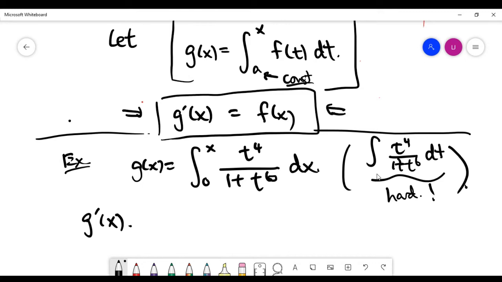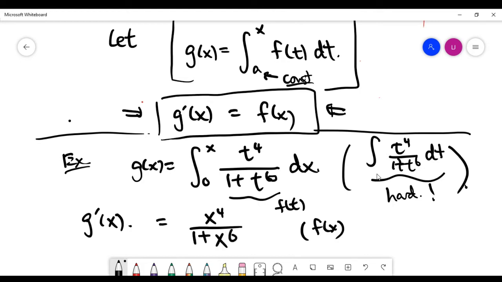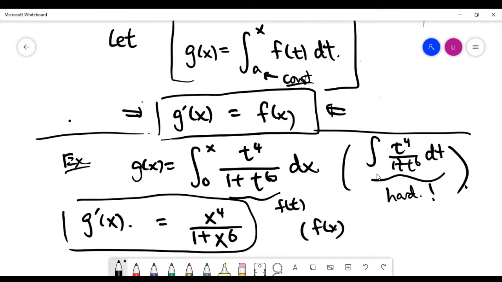We can directly go through part 1 of the fundamental theorem of calculus, g prime of x. We can just replace the function f of t by f of x. So f of x is what? I can just replace t by x. So the answer must be x to the power 4 divided by 1 plus x to the power 6, right? And that's basically the answer to the problem. And let's look at more problems.